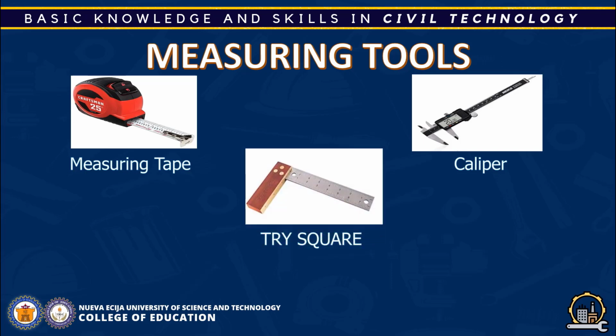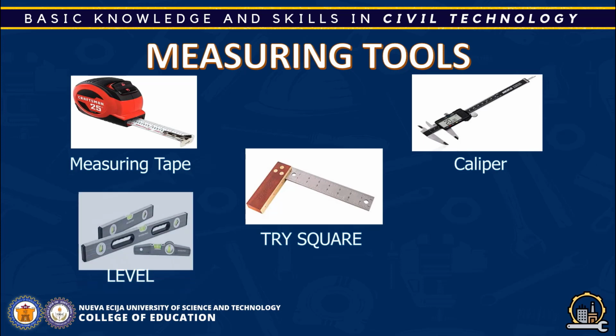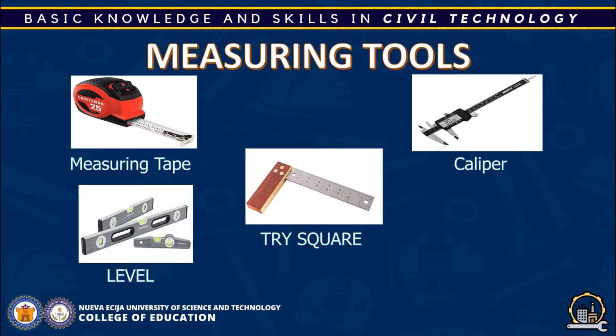Tri-square is mainly used to check that a workpiece is square, that is, two sides are at 90 degrees to one another. Level is a device that helps you to level a surface. It is particularly useful while installing cabinets, counters, and tables.